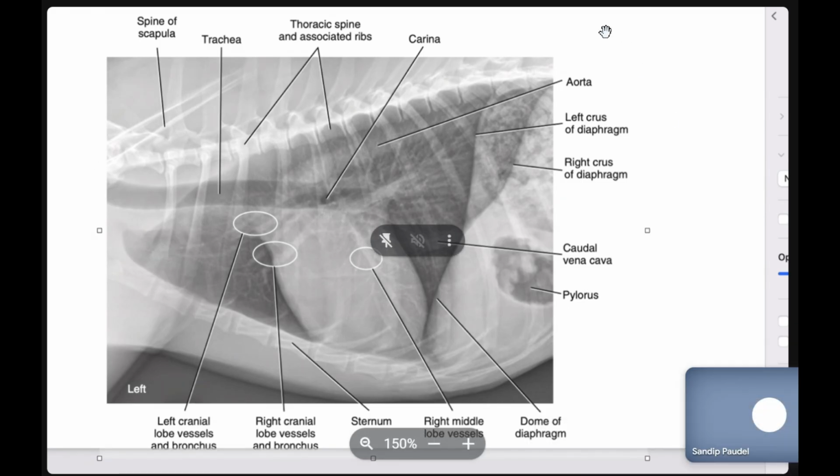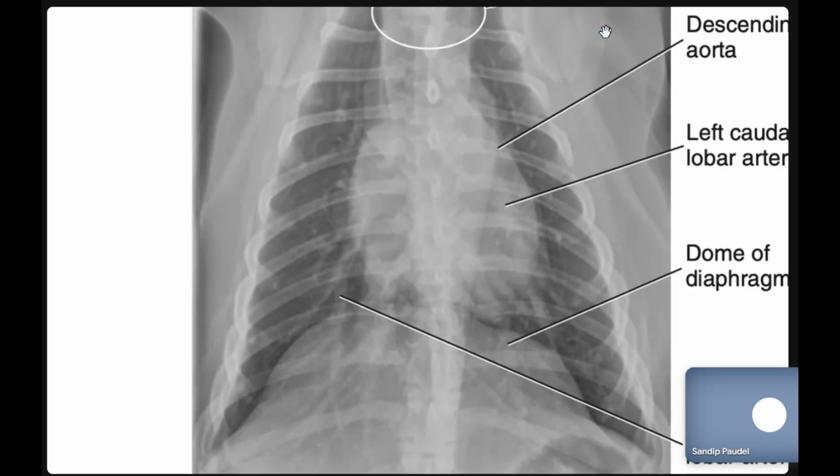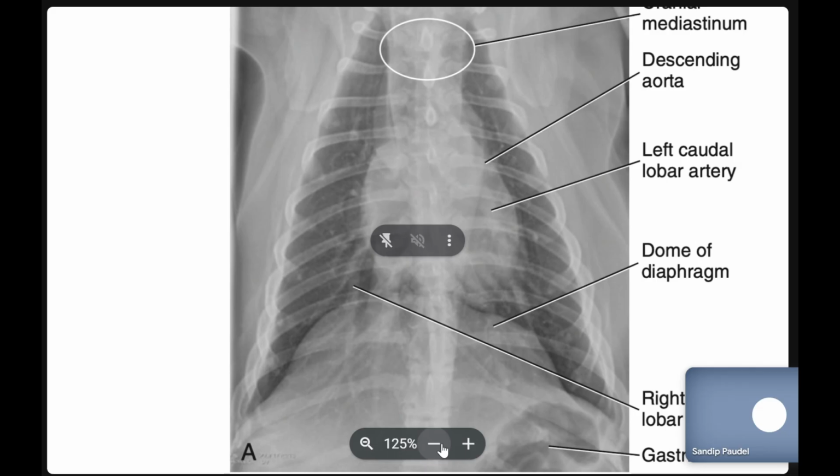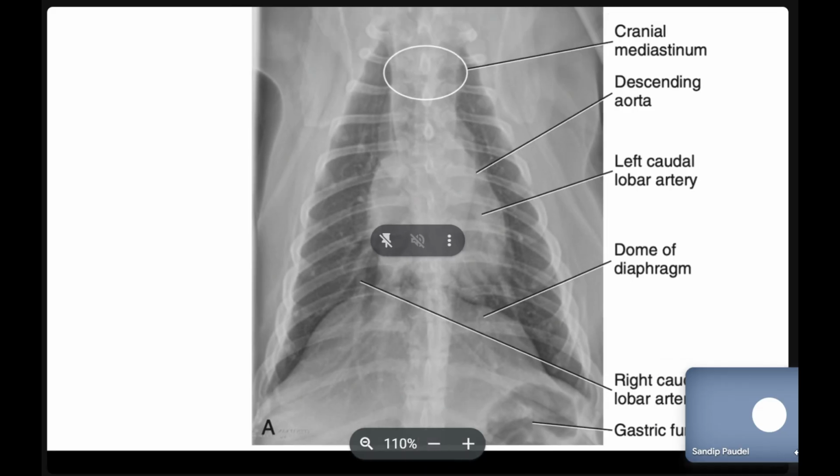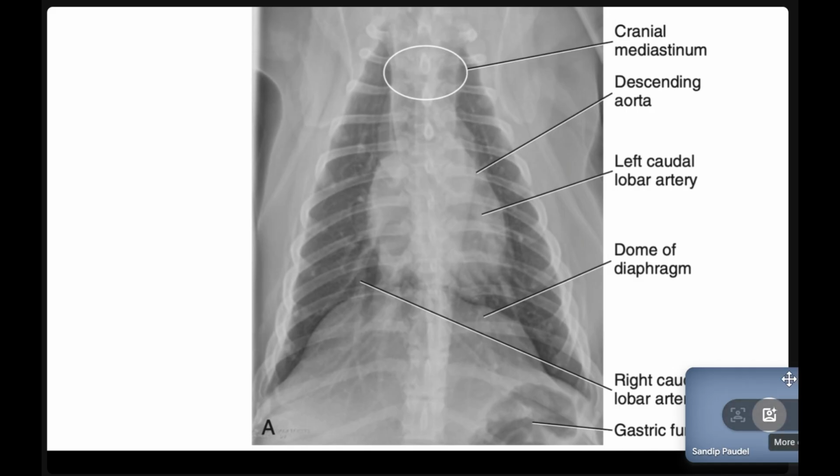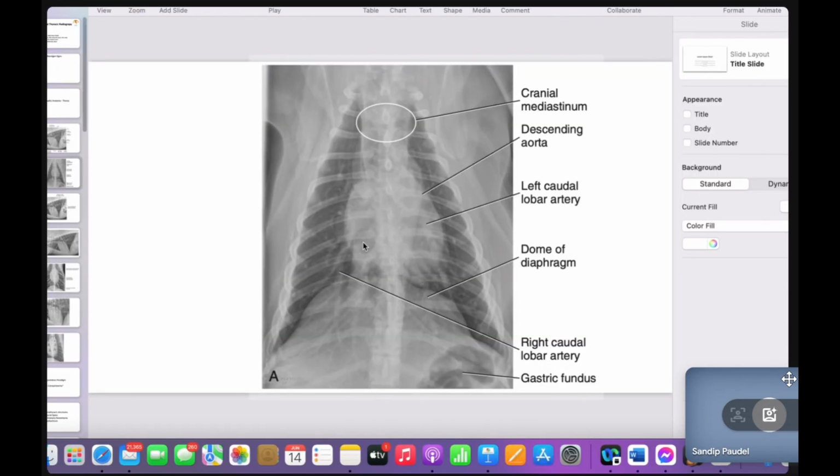Now let's go further, and this is another view. This is the ventrodorsal view, and right here at the top you can see the cranial mediastinum, and this is the aorta, and this is the heart. I hope this is better, and this is the structure, and this is the diaphragm. So this is the normal radiographic structure of the lung when we see the ventrodorsal view.